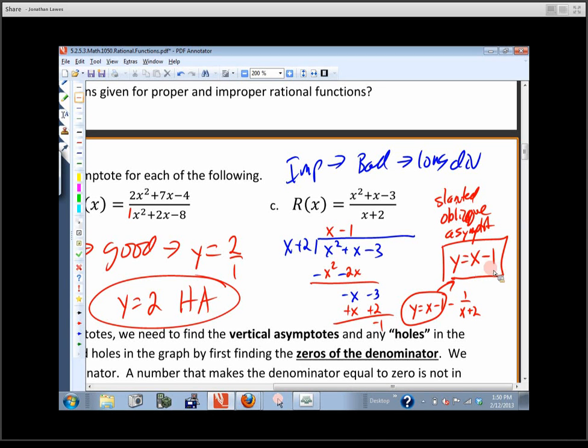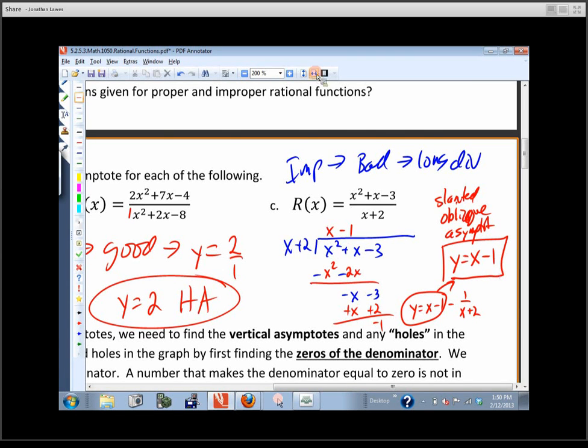So what shape is this? If I were to graph this, what is it? It's a line. Where does it cross the y-axis? Negative 1. And what's the slope? Slope is 1. Okay, so it's going to look about like this. This is going to be our slanted asymptote. Out near the ends, instead of approaching some horizontal line, it's going to approach some slanted line. Okay? So we'll see that in a few minutes.